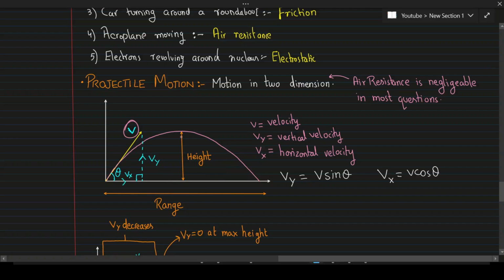Secondly, this is the height of the trajectory. And this is the range of the trajectory, how much distance the object has covered in the whole projectile motion. Second thing to note: if you need to find Vy, the vertical velocity, you can find it using V sin theta. If you want to find the horizontal component of the velocity, you can find it using V cos theta.